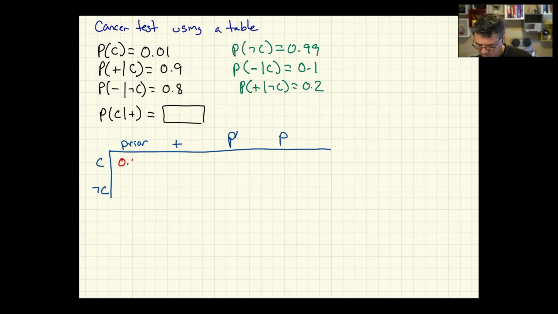The probability of having cancer is 0.01 and not cancer is 0.99. The probability of a positive test given that you have cancer is 0.9. And the probability of a positive test given that you don't have cancer is 0.2. Then we're going to multiply those together, and we get 0.009 and 0.198.